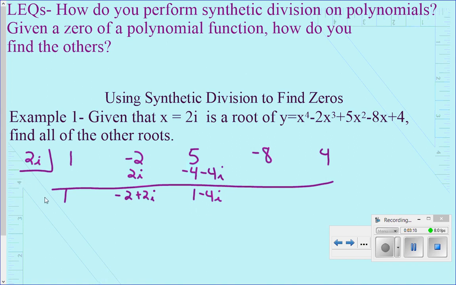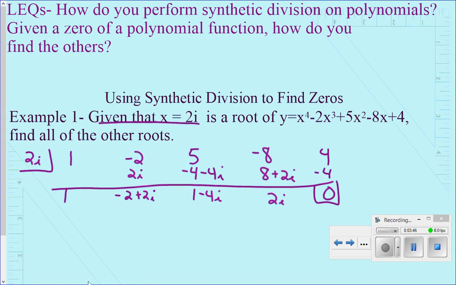Well, we'll do the 2i times the -4i first. So that gives me -8i squared. -8i squared simplifies to +8. And then I'm going to do the 2i times 1, which is plus 2i. So the 8 and the -8 cancel out, and I'm left with 2i. So I'm going to do 2i times 2i. Well, that's 4i squared, and 4i squared simplifies to -4. So I'm getting my remainder of 0, which I expected because I was told that 2i was a root.